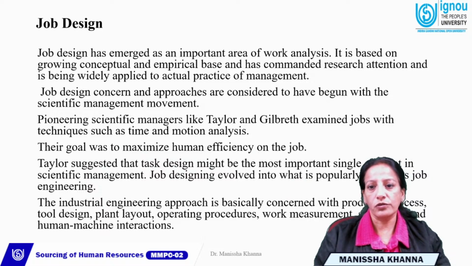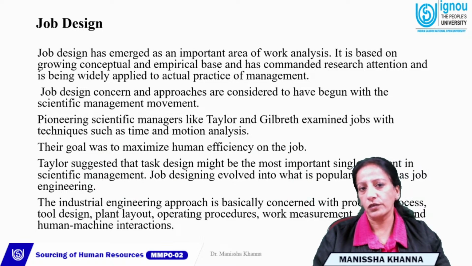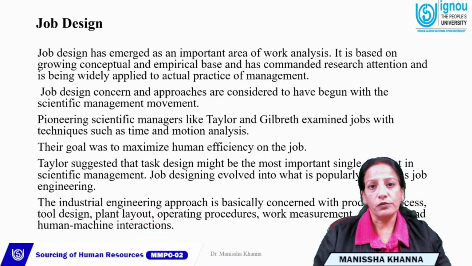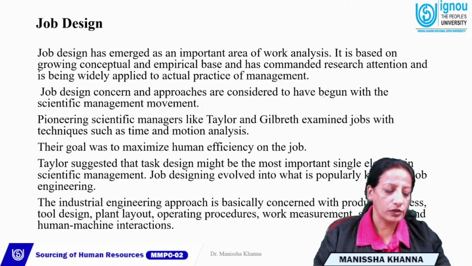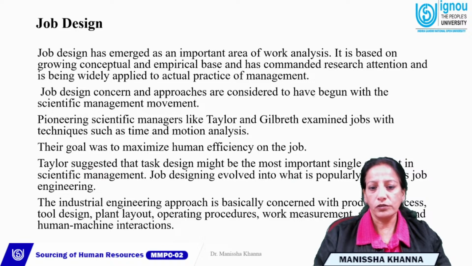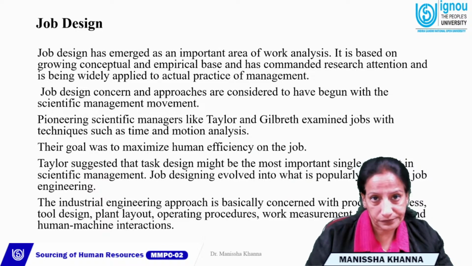Job design is considered to be inclined towards the scientific management movement, which was given by F.W. Taylor and Gilbreth. They examined the jobs, came up with time and motion analysis, talked about incentive schemes, fixed terms, and training, and Taylor advocated training and development. The major goal is to increase human efficiency at the job. So job design evolved, popularly also known as job engineering.